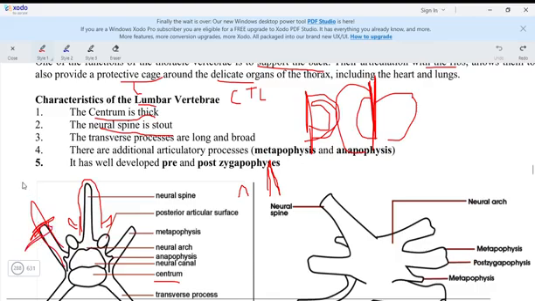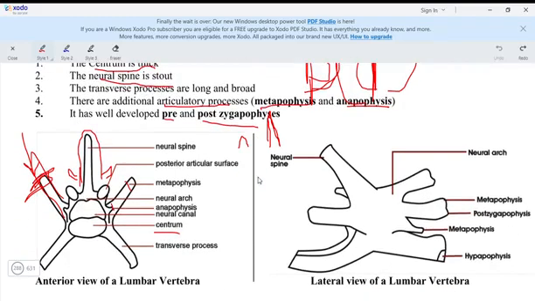Don't forget, transverse processes are where other bones are attached. There are also additional articulatory processes, meaning other places where bone can be attached. We call them metapophysis and anapophysis. This is the anapophysis, another bone can attach to it. Metapophysis, another bone can attach to it. So anything on the side is where a bone is attached. It also has well developed pre and post zygapophyses. So that's for the lumbar vertebra.